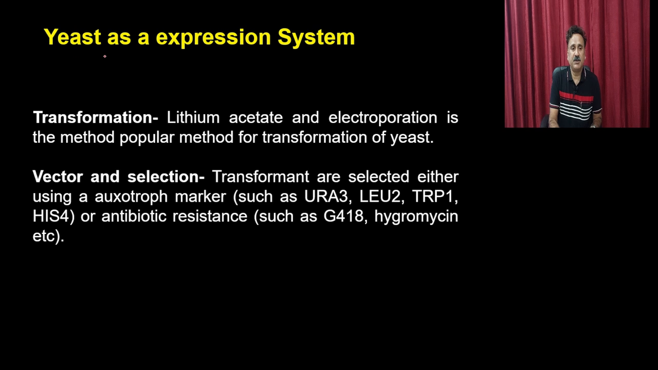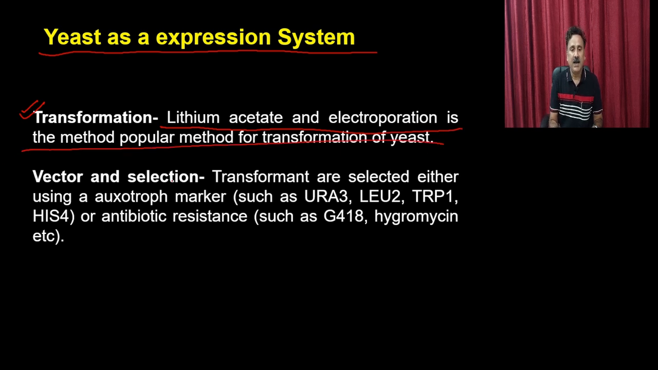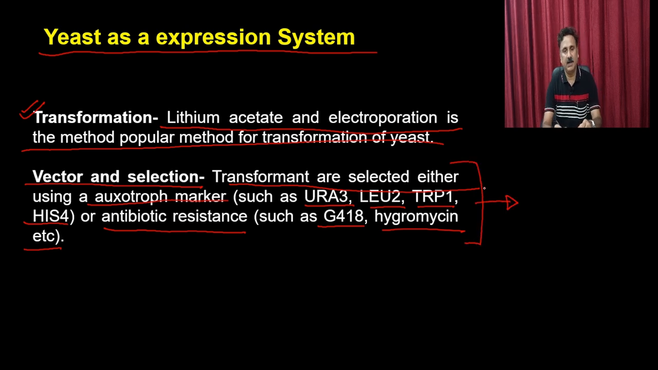Now, when you want to use a yeast expression system, you should also know about transformation, like DNA delivery. We are going to discuss all this in detail when we talk about DNA delivery systems in the subsequent lectures. Lithium acetate and electroporation are the popular methods for transformation of yeast, along with vectors and selections. Transformants are selected either using auxotrophic markers such as URA3, LEU2, TRP1 or HIS4, or antibiotic resistance such as G418 and hygromycin. This is very important, and we are going to discuss in detail how you select the transformants, the different approaches one can use, how you can do blue-white screening, and how you can do selection using antibiotic markers.